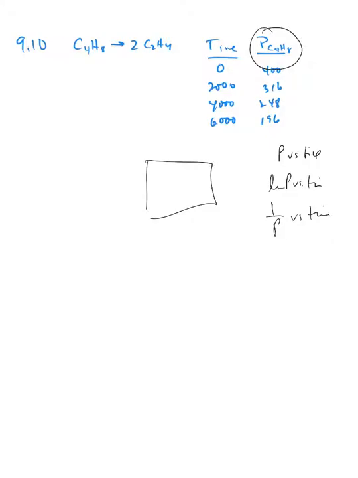It turns out that this one is also first order based on the data we've given you, and this k turns out to be 1.19 times 10 to the minus 4, again seconds inverse because it's first order.